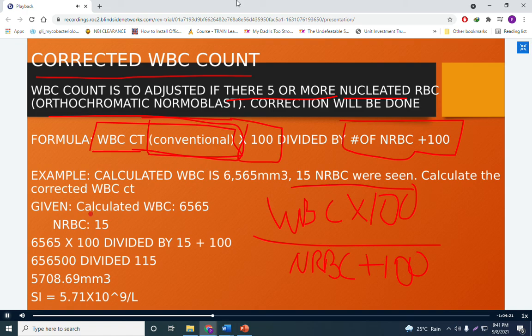So again, sa previously taught you sa mga previous computation, you have to take note of the given. So the given is your calculated WBC in conventional is 6,565. Your NRBC is 15. So those are your two givens. Now, use your formula. WBC count in conventional times 100 divided by NRBC plus 100. So 6,565, which is your WBC count in conventional, times 100 divided by NRBC, which is 15, you add 100. You get 656,500 divided by 115.